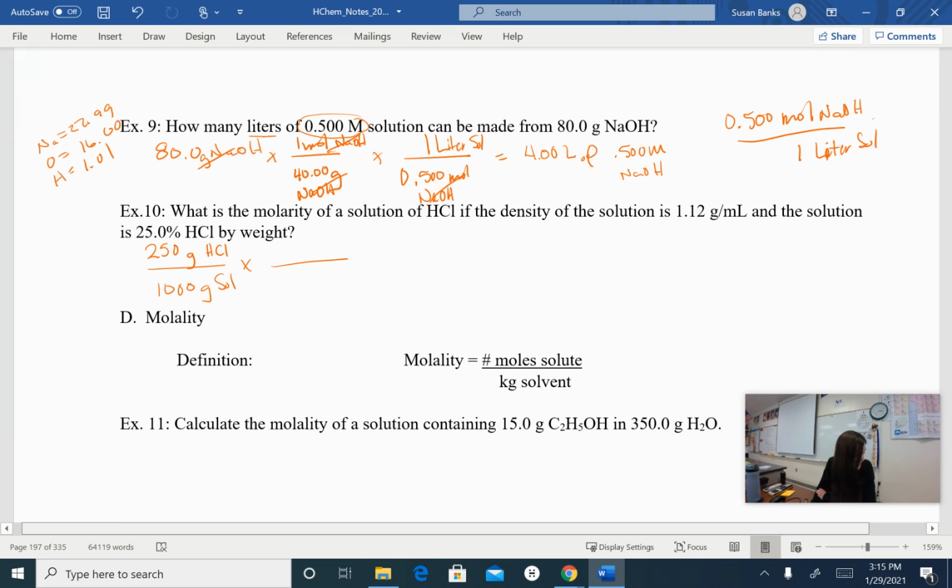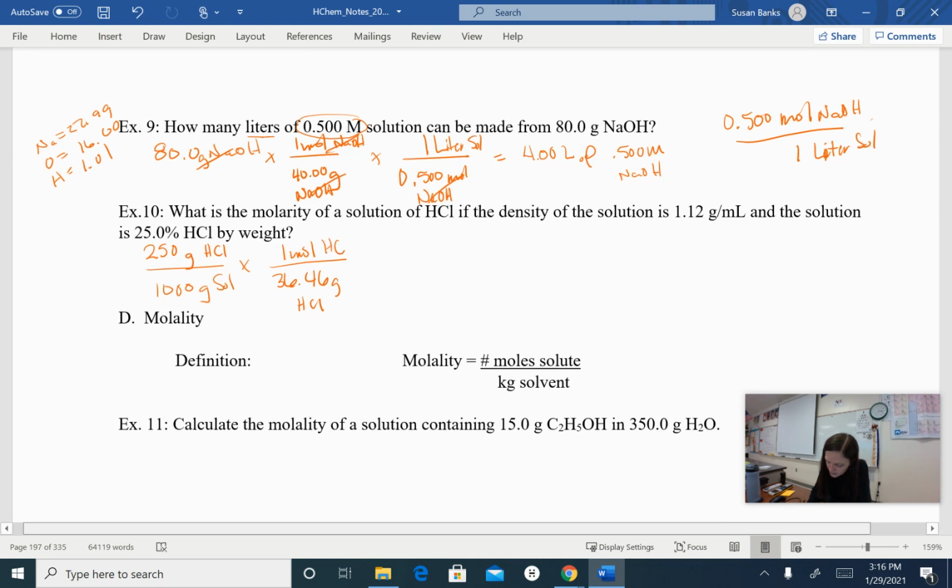So the molar mass of hydrochloric acid is, no, it is not 40. Okay, so 35.45, 36.46 grams of hydrochloric acid will give me 1 mole of hydrochloric acid. Okay, so I now have my moles on top. So moles per liter, right? We want moles per liter. So I've got my moles on top. I just need to get liters.